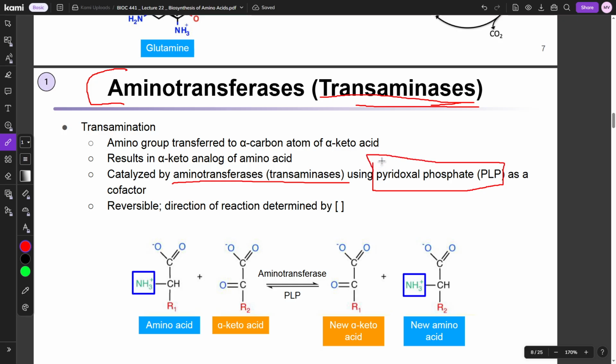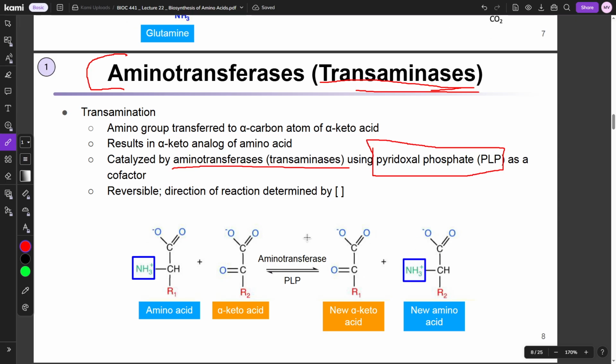So PLP, remember, is very common in decarboxylation reactions, but it's also extremely common in carbon transfer reactions, as well as... actually, sorry, not PLP. TPP is the decarboxylation one. I messed that up, sorry. TPP is the very common decarboxylation one. PLP is important in transfer reactions, like the transfer of carbons, the transfer of amino groups in this case.